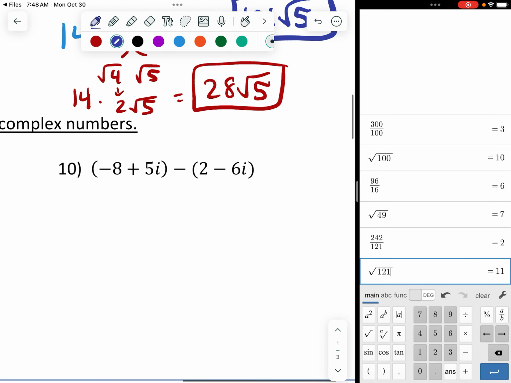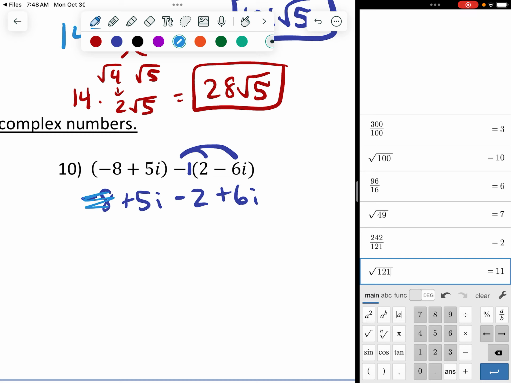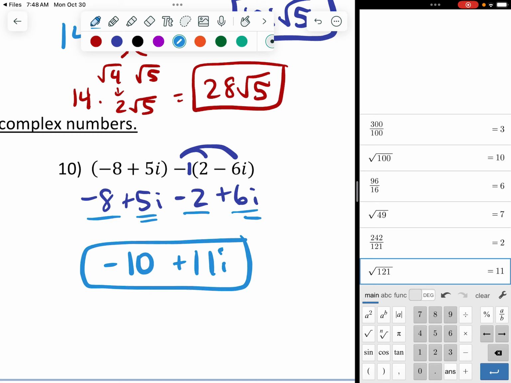Okay, number 10, now this one is subtract. You could put a minus 1 in there, and then you do have to distribute the negative sign. So this would stay the same, negative 8 plus 5i, but then this would be minus 2 and then plus 6i, negative times a negative. But then it's just like the last one, just combine your like terms. Right, negative 8 minus 2, that's negative 10. And then 5i plus 6i, that's 11i. Not 11i squared, we're just adding, so it's 11i.